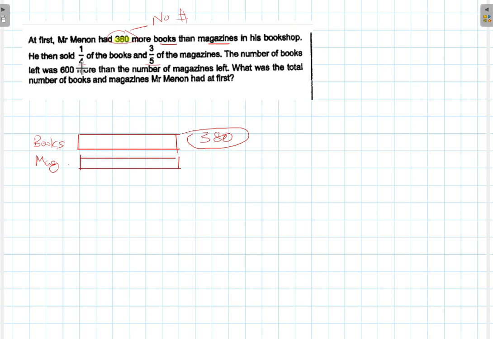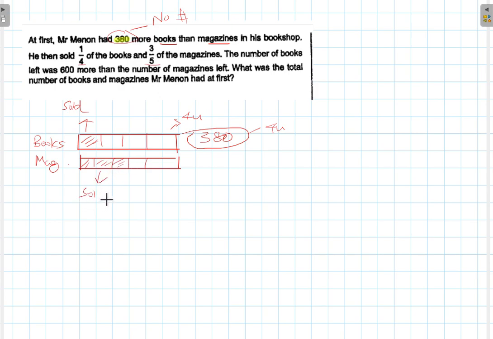Okay, and then he said he sold 1/4 of the books. So I know that books is actually what? This unit here is actually 4 units. So this one I also can be divided into 4 units. So I just go and divide 4 units, 1/4 each is here. Then 3/5 of the magazine. So 1/4 and 3/5. So this one I divide in 5 units. 1, 2, 3, 4, 5. And then here is 3/5.